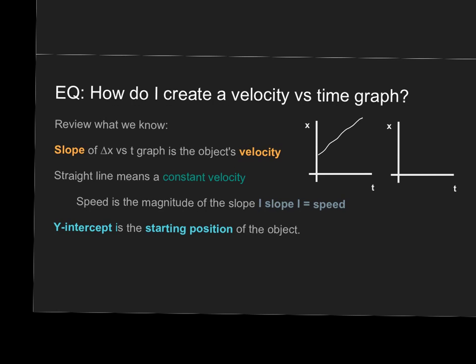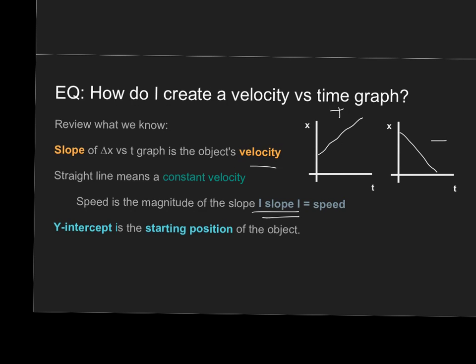Now we say velocity as opposed to speed because speed you can get from the slope of the line. If you take a look down here, it says speed is the magnitude of the slope, or the absolute value of the slope. And so yes, the steeper the line, the faster the object will be going, but we talk about how velocity is important on a velocity versus time graph. Because if the slope is positive, it means it's moving in the positive direction, and if the slope is negative, it means it's moving in the negative direction.